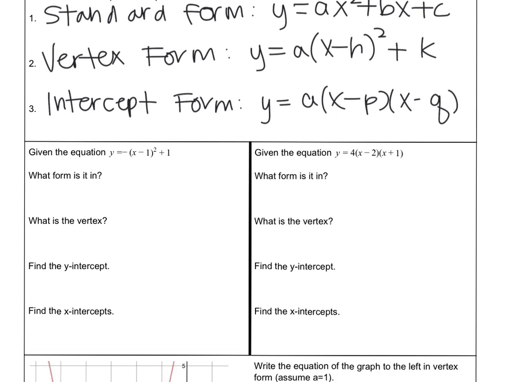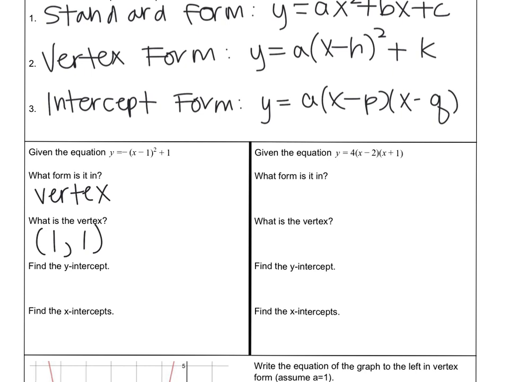So we first have the equation y equals negative x minus 1 squared plus 1. First we want to identify what form our quadratic is in. And it is in vertex form. The nice thing about being in vertex form is we can identify the vertex from the equation. When we identify the vertex from vertex form, we do the opposite of what's with x in the parentheses. So if it's x minus 1, that's going to be a positive 1. And we keep the y value, which is positive 1.